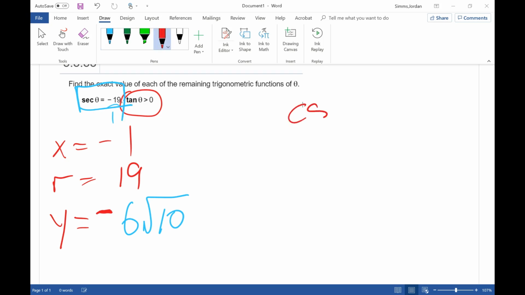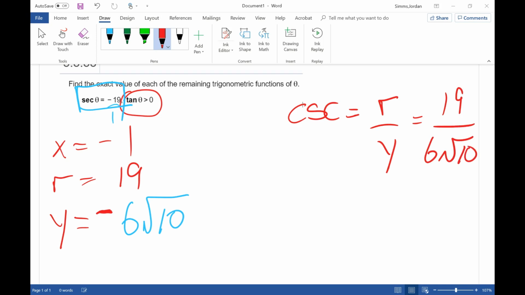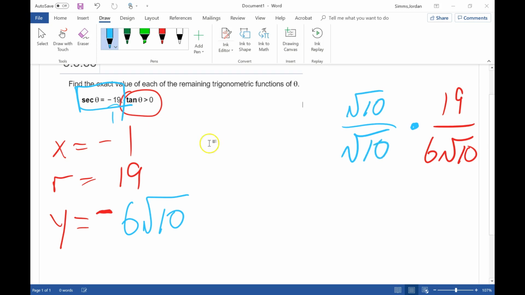Let's do the cosecant. Okay, so the cosecant is 1 over the sine, being y over r, so this is going to be r over y, right? R being 19, and y being 6 root 10. Now that's no good. We have to rationalize that. So what I'm going to do is multiply top and bottom by root 10 over root 10. Basically whatever the radical part is here, you're just going to multiply that by itself. Up top, this is going to be 19 times root 10.